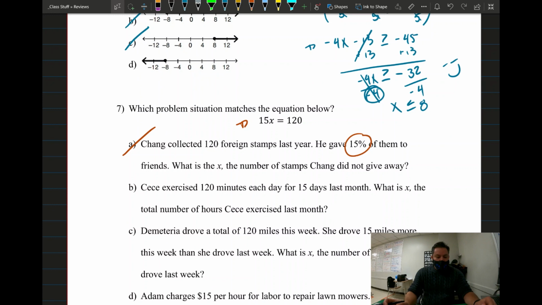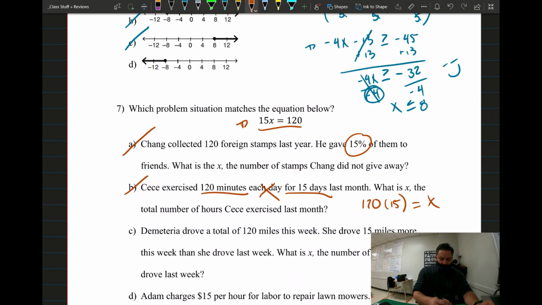B. CC exercised 120 minutes each day for 15 days last month. So 120 minutes each day for 15 days. So basically you're multiplying, equals x. Does that look like the equation at the top? It says right here 120 minutes per day for 15 days, so you're multiplying. That does not look like this right here. So it's not B.